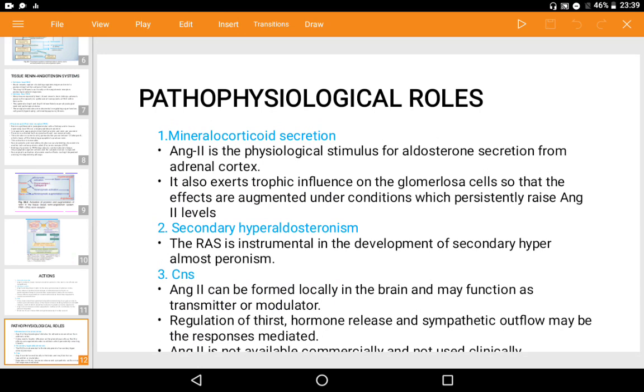ANG2 can be formed locally in the brain and may function as a transmitter or modulator. Regulation of thirst, hormone release, and sympathetic outflow may be the responses mediated. ANG2 is not available commercially and not used clinically.